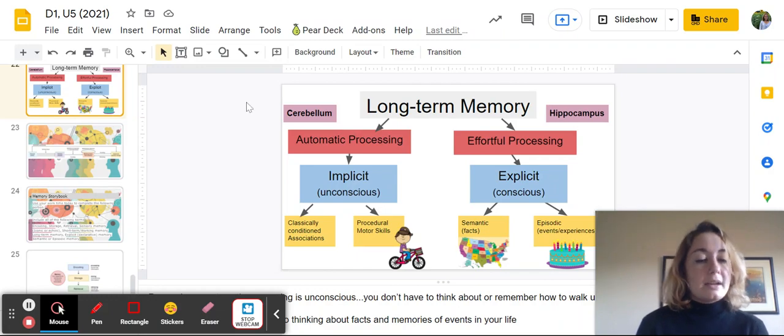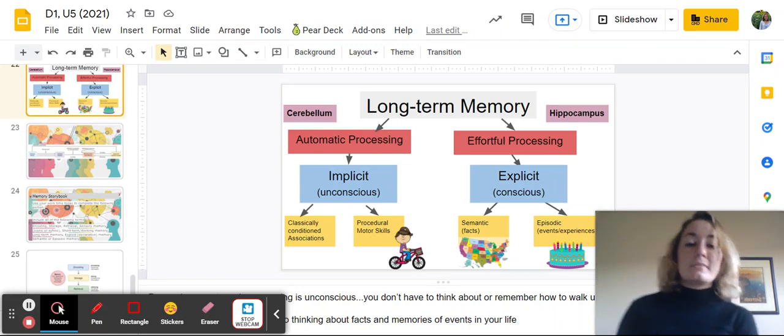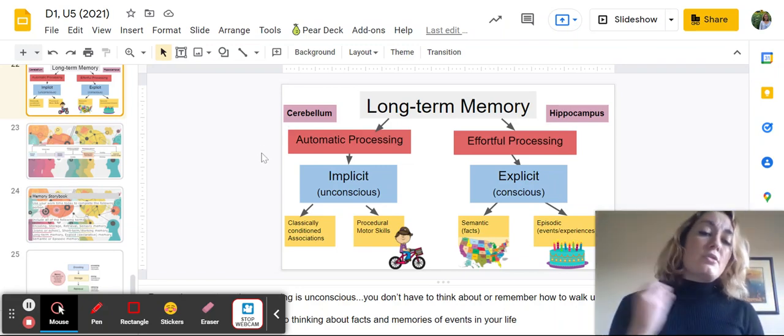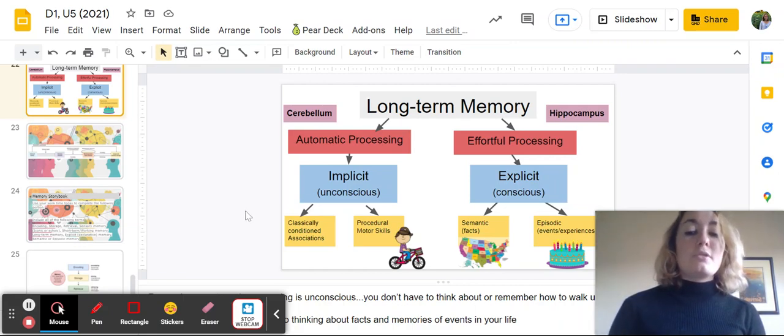And the cerebellum actually has an important role when it comes to memories. The cerebellum, we know, is the part of the brain that deals with movement, coordination, balance, etc. But it also helps with your muscle memory, so it is connected to memory. So remember that the cerebellum is connected to automatic or implicit memories like procedural memories.